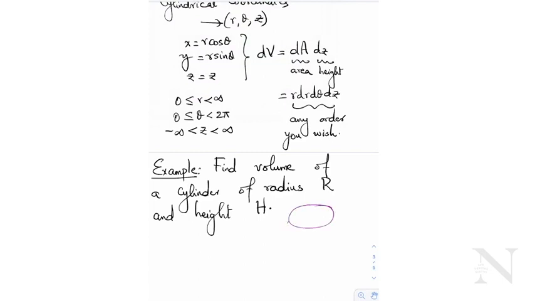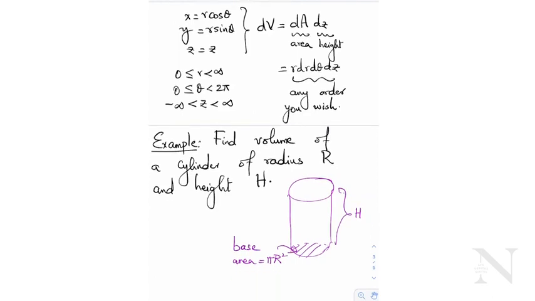A cylinder, this is what it looks like. It's a circular cylinder, just to be more precise. So the base area is pi r square, and the height is h. Maybe from your previous math classes, or from high school or middle school, you know that the volume of a circular cylinder would be just pi r square h. So let's see if that makes sense with our cylindrical coordinates.